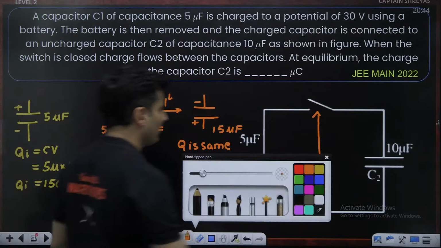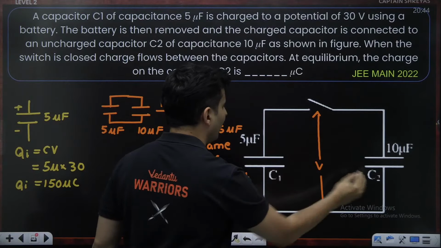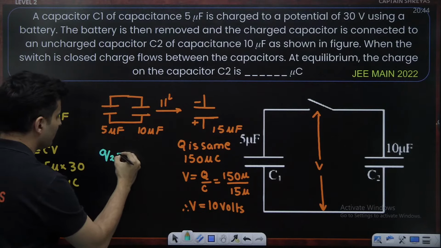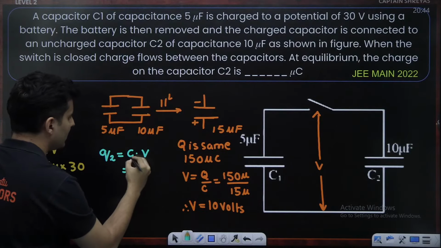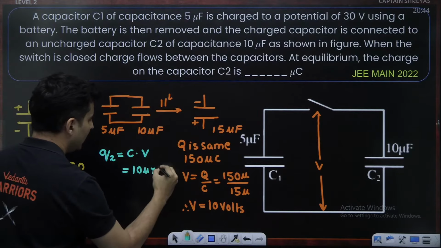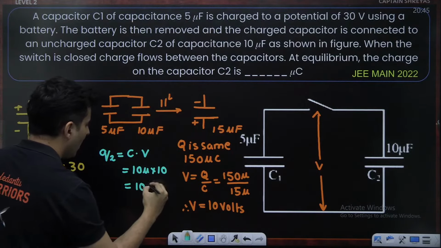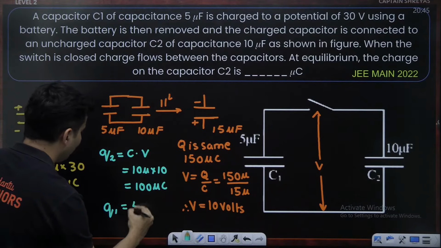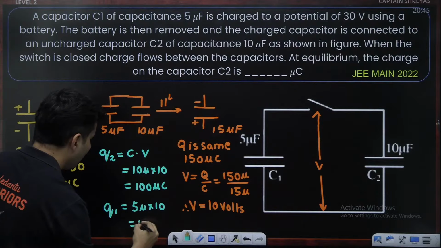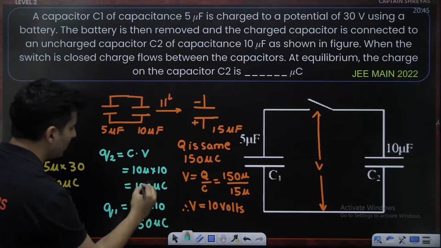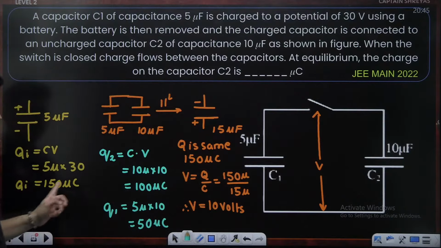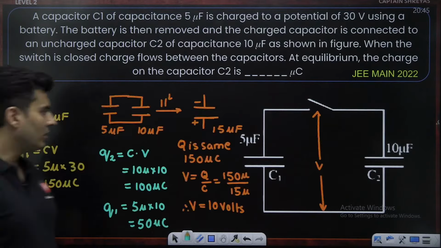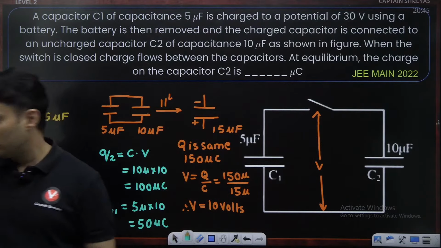If I'm interested in the charge on 1 or 2, in this case I'm interested in the charge on 2. So the charge on capacitance 2 will be capacitance into voltage. Capacitance is 10 micro, voltage is 10 volts, so it will become 100 microcoulomb. If it was on the first one, it will be 5 micro into 10, which makes it 50 microcoulomb. If you add both, 100 plus 50, you still get 150 microcoulomb. So on the second one, it is 100. That is the answer. On the first one, if it was asked, it will be 50 microcoulomb. Very simple.